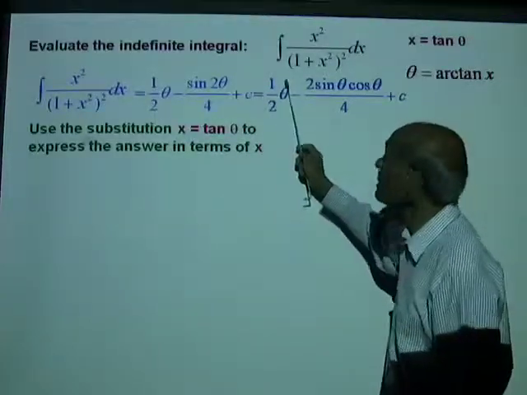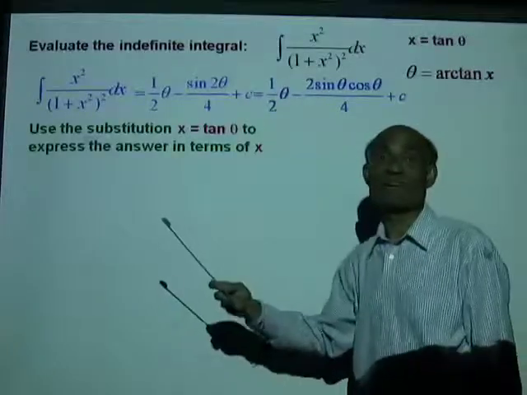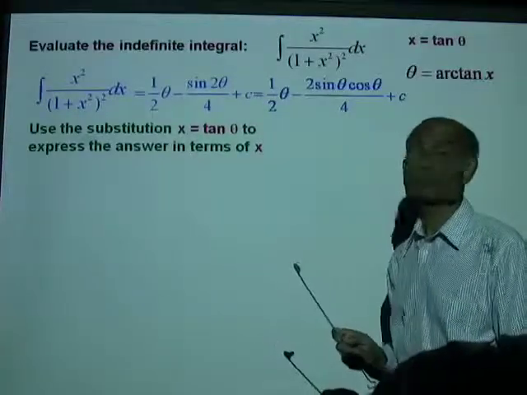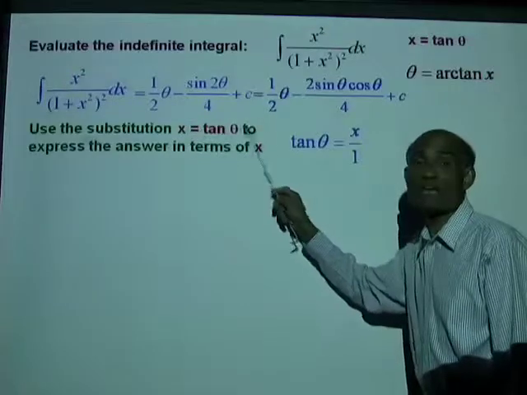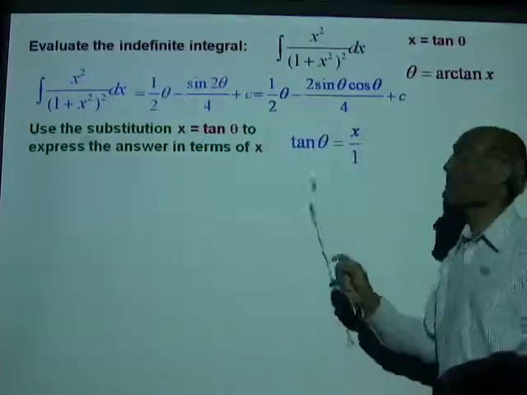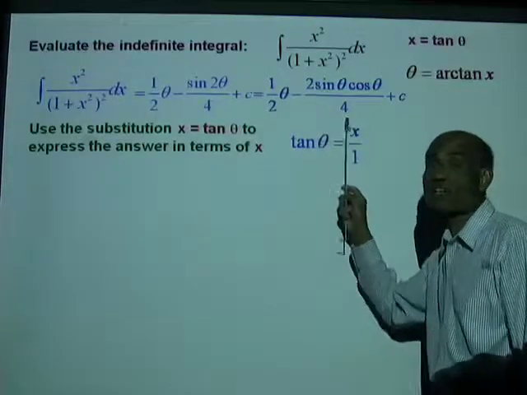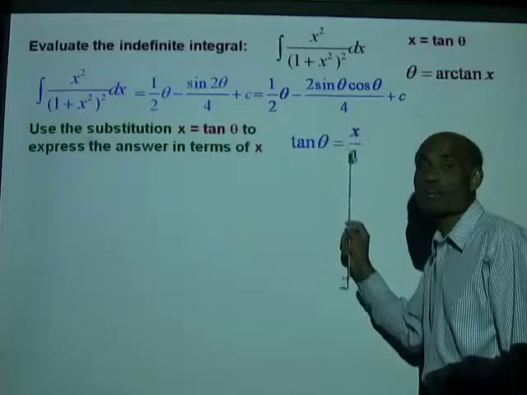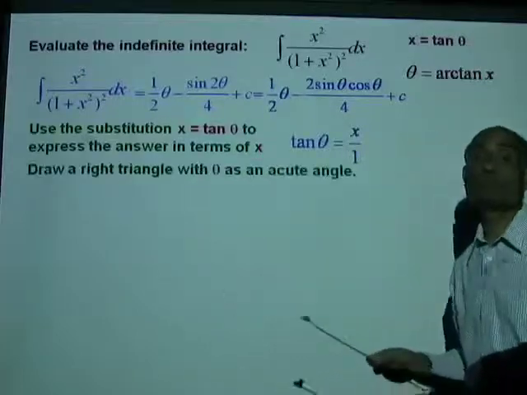That means in this result, this theta can be replaced right away. What is theta? Theta equal to arctan x. And if x equal to tan theta equal to x over 1, opposite side is x, adjacent side is 1. Tan theta is opposite side divided by adjacent side. So we know the opposite side, we know the adjacent side, therefore what is the hypotenuse?